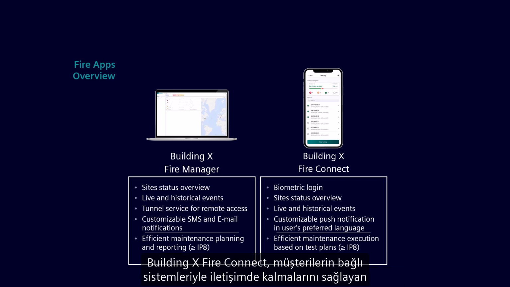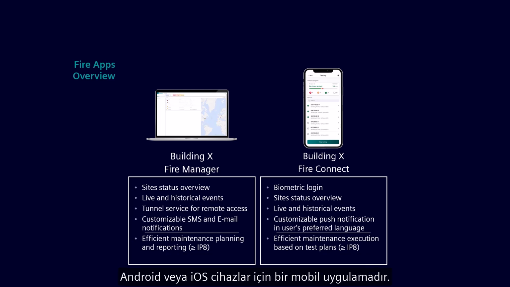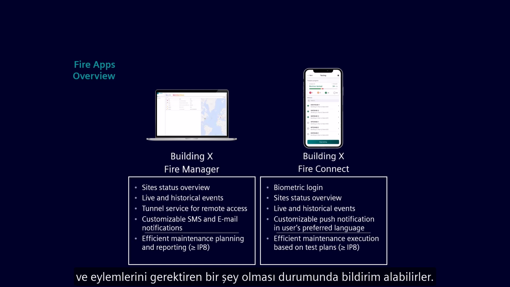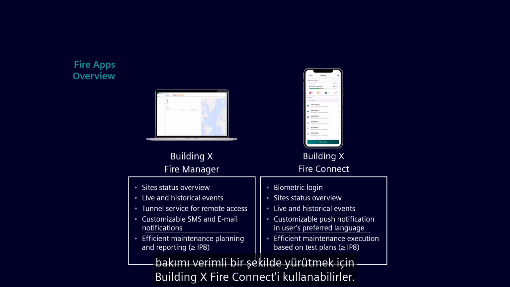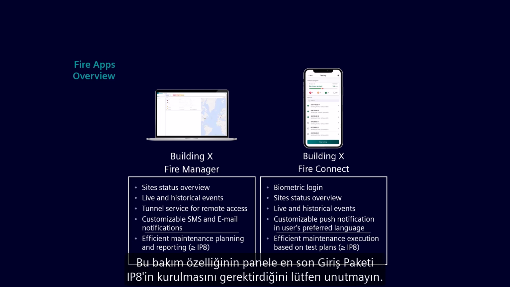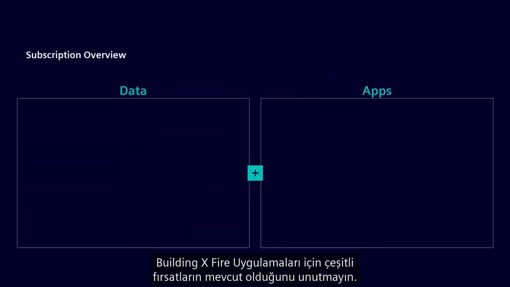Building X Fire Connect is a mobile application for Android or iOS devices enabling customers to stay in touch with their connected system. They can check the system status and events from anywhere at any time and be notified in case anything happens that requires their action. In addition, users with technician accounts can use Building X Fire Connect to efficiently execute maintenance based on test plans created in Fire Manager. Please note that this maintenance feature requires the latest introduction package IP8 to be installed on the panel.